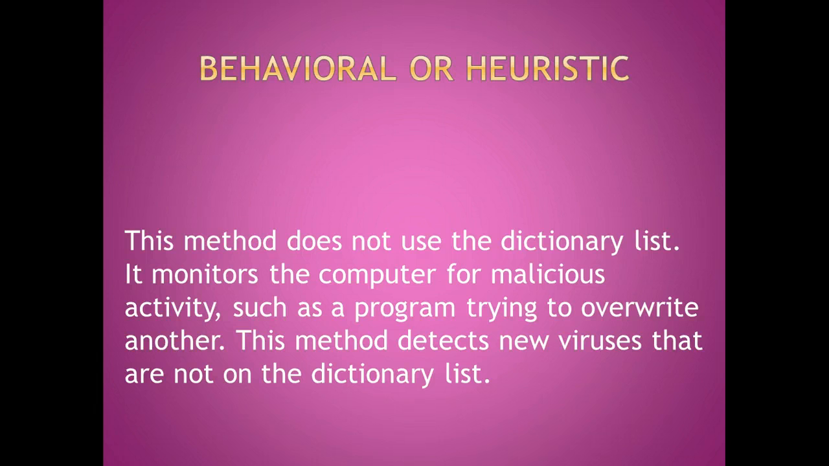The next method is the behavior or the heuristic. This method does not use the dictionary list. It monitors the computer for malicious activity, such as programs trying to overwrite another. This method is for detecting new viruses that are not on the dictionary list. So basically, if you install a program and it tries to overwrite another executable program, the signature method is not going to catch it, because if it's not on the list, it's not going to look for a signature. So this method is great for catching new viruses.